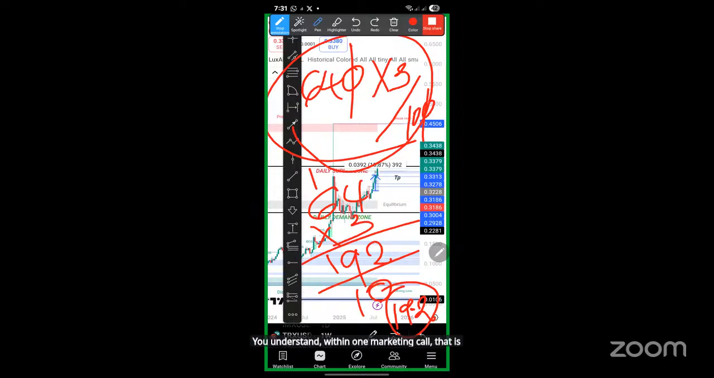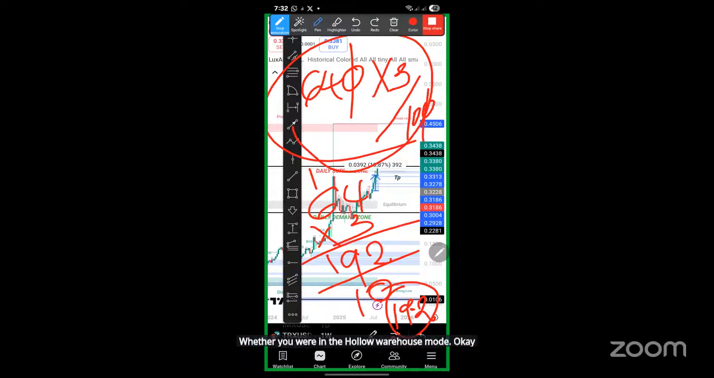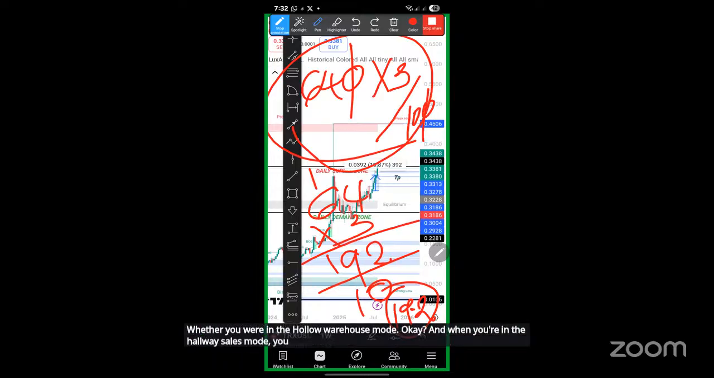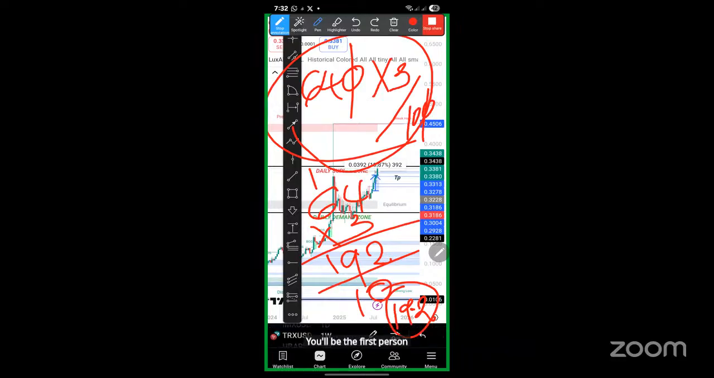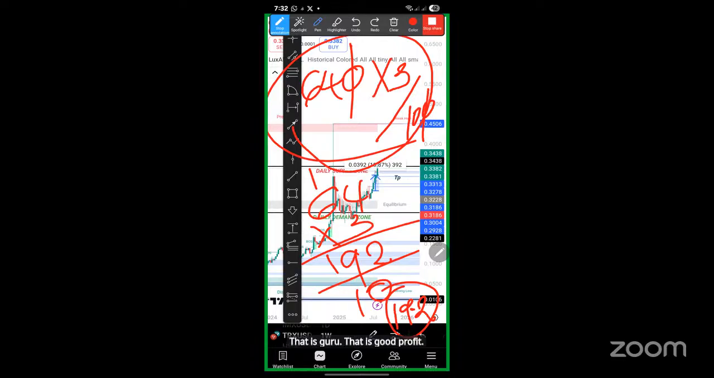That is the importance of the double up strategy. Whether you are in the sub-bin mode, whether you are in the sub-bin mode at time settlement, whether you are in the hollow warehouse mode. And when you are in the hollow warehouse mode, you will always be out of the market. Your average price will always be closer to the current price. So this is it, $19.2. That is good profit if the coin has just sold one margin call. This is the double up strategy.